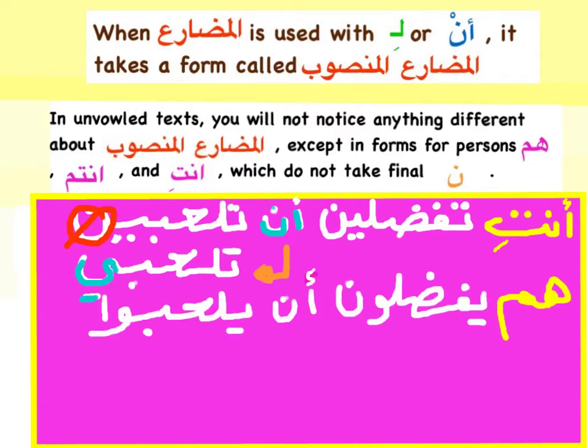So with هم, we just went ahead and did the example. So هم يفضلون أن يلعبوا. So originally it's هم يفضلون هم يلعبون, but with n it's alif instead of noon.